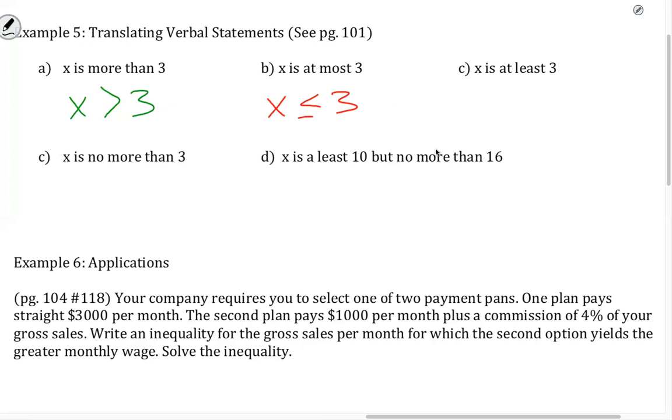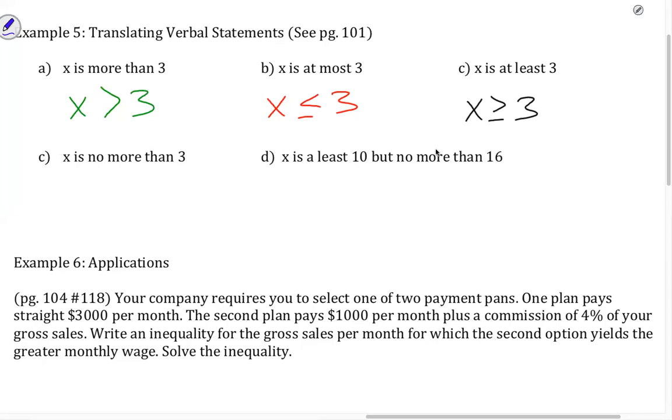x is at least 3. Well, this one's kind of weird, just like B. Why would x be less than 3 if it says the word most? Because it says x is at most, that means it can't be bigger than 3. So if it says x is at least, that means it can't be smaller than 3. So that means it has to be bigger than 3. Are you okay with those, Mr. Dolan? Yeah.